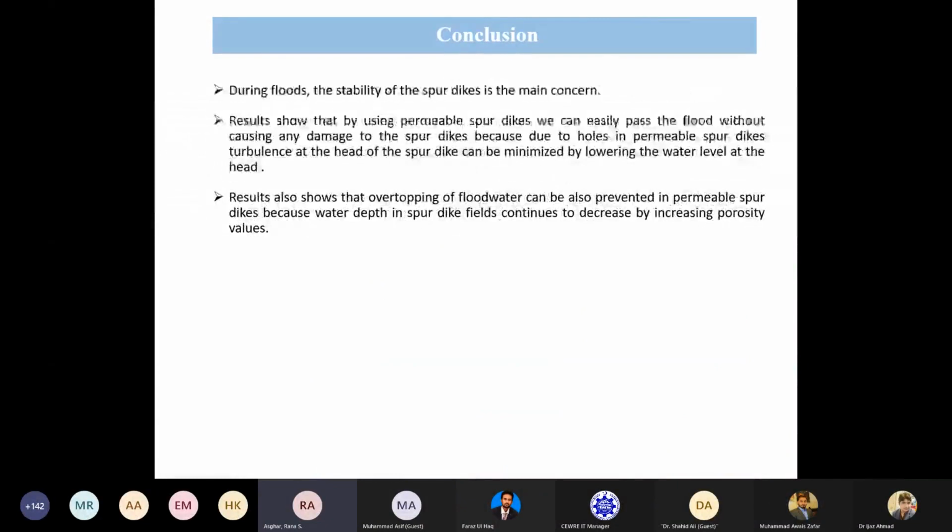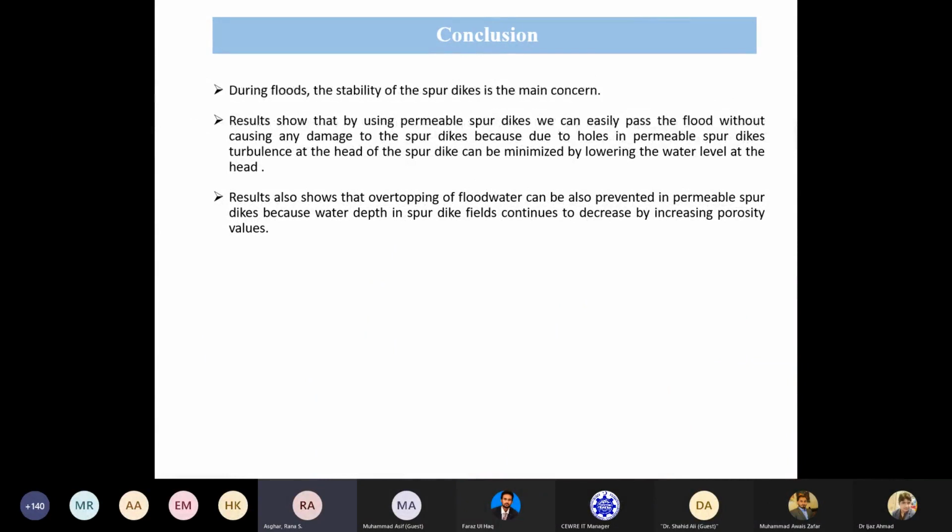And here is the conclusion. During floods, the stability of spur dikes is the main concern. Results show that by using permeable spur dikes, we can easily pass the flood without causing any damage to the spur dikes, because due to holes in permeable spur dikes, turbulence at the head of spur dikes can be minimized by lowering the water level at the head.